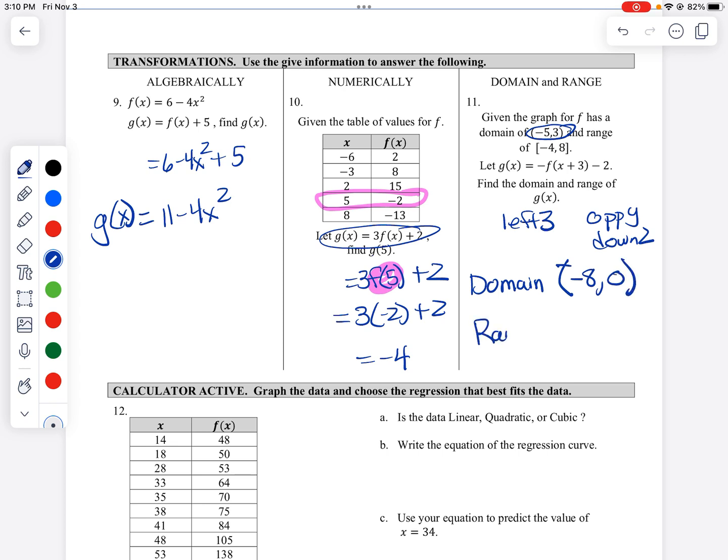And our range. So our range is the opposite y value and down 2. So if we take negative 4, if we did the opposite, it would be 4 and negative 8. Down 2 would be 2 and negative 10. So if we list the smallest first, negative 10 to 2.